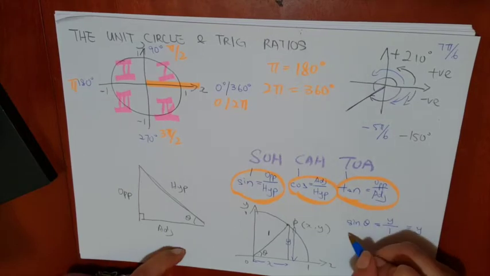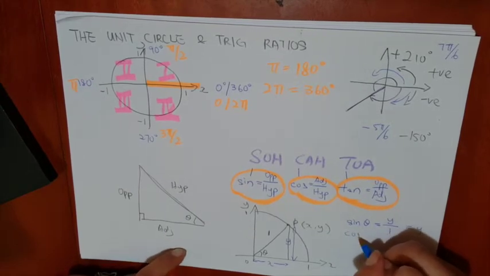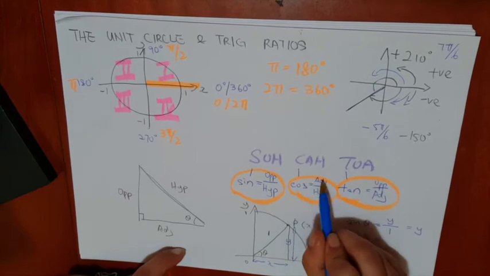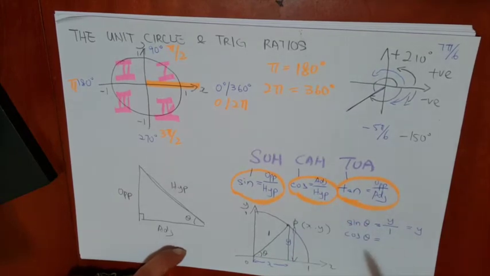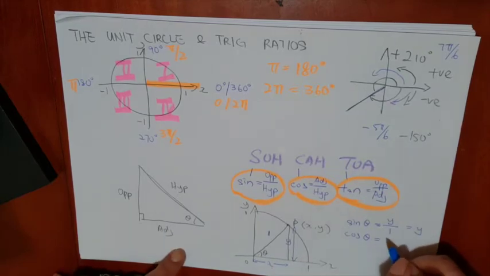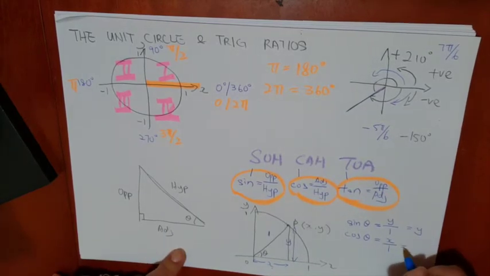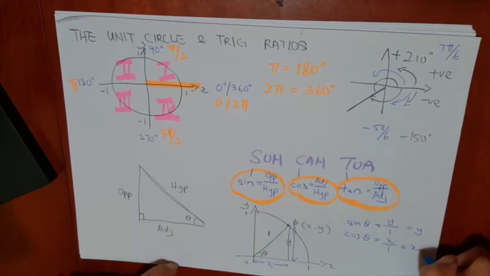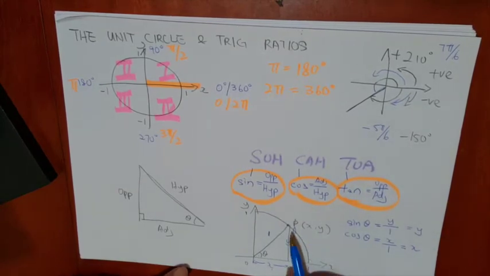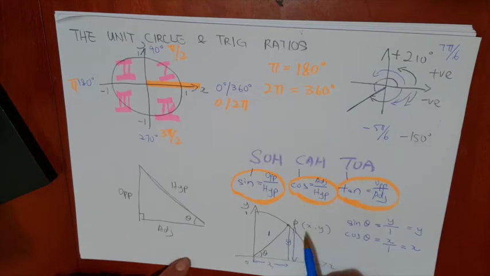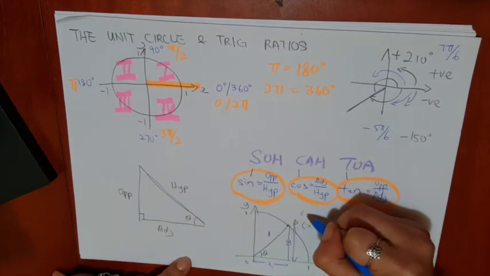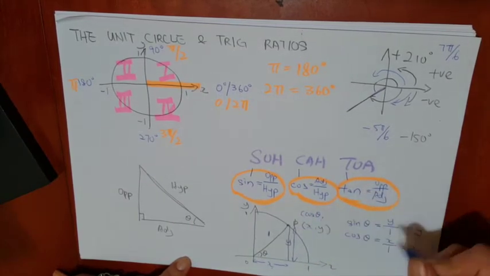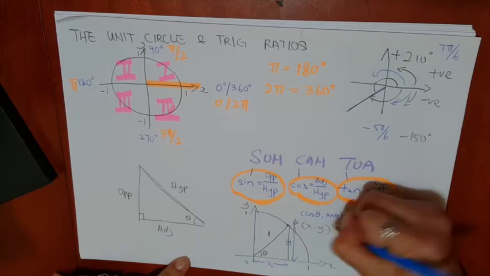So what about cos theta? Cos theta is actually, according to this formula, adjacent over hypotenuse. So adjacent over hypotenuse is the adjacent of this angle, which is X, over hypotenuse 1, which is equivalent to X. So we can also write the coordinate of P as, instead of X and Y, cos theta and sine theta, because X in this case is cos theta.